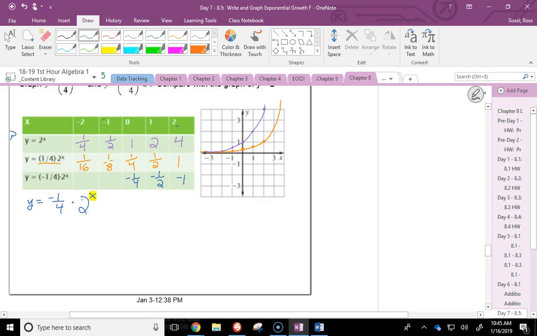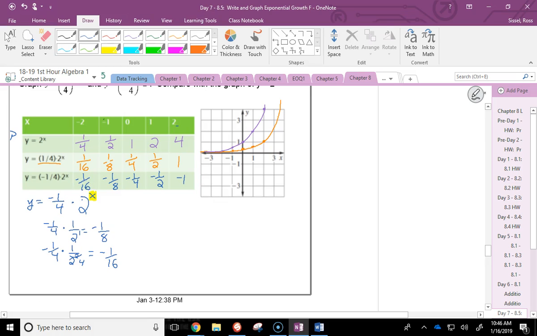I'm going to show the work down here. This would have been -1/4 times, and 2 to the -1 becomes 1 over 2 to the first power. That would equal -1/8. And like you're probably able to guess, if I did 2 to the -2nd power, that becomes the reciprocal, so 1 over 2 to the 2nd power. 2 to the 2nd power is 4, so we'd get -1 over 16.